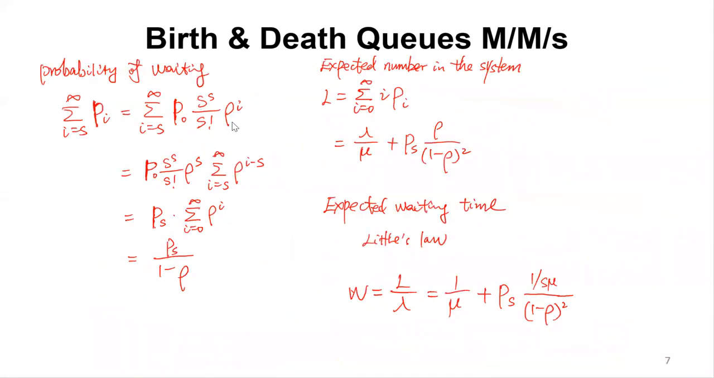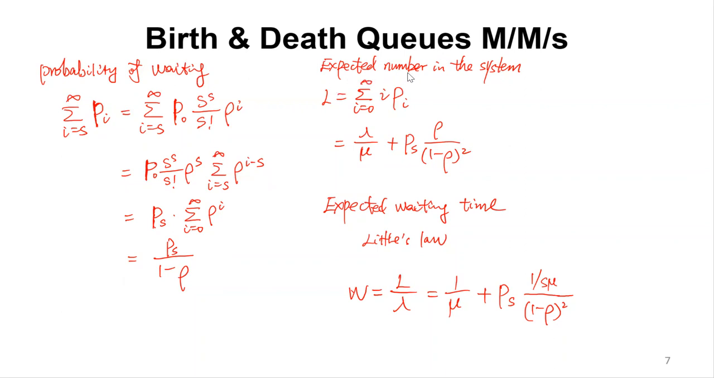So P0. Now, let's calculate this part. This part is a constant, right? It doesn't have I, so we put it out. Then we extract a rho S out. So the summation goes from rho I minus S, starting from S. Now let's change the index. You see, this is I minus S, right? If we change the index, this will become rho I starting from 0. So this will become PS over 1 minus rho. So this is an interesting result on the probability of waiting.